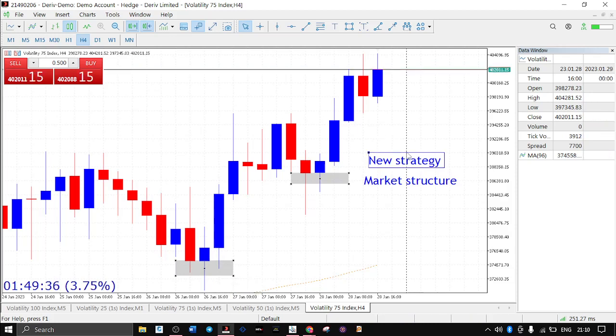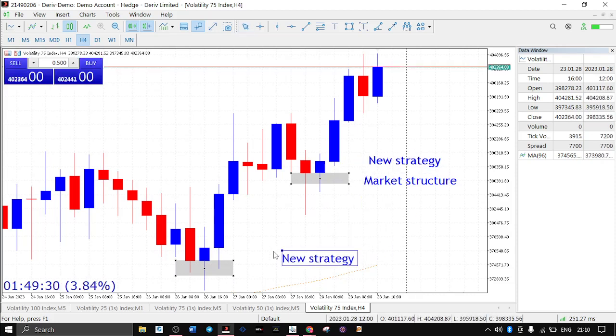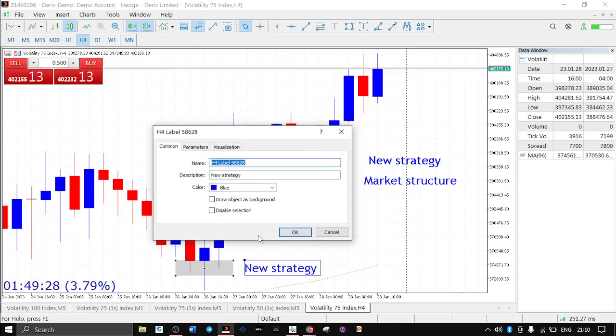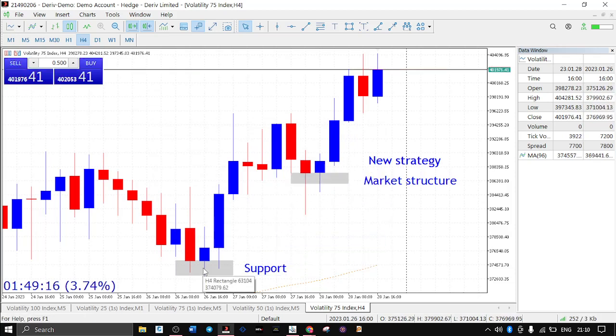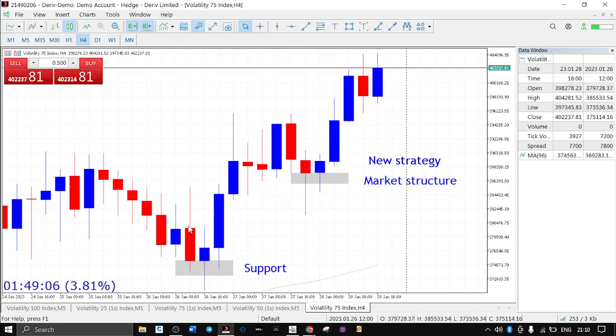Let me write something there. It forms my support. This is support. I consider this support. This pattern is called a bearish harami, whereby the bullish candle is engulfed by the bearish candle. So I consider this to be my bearish harami and my support zone.